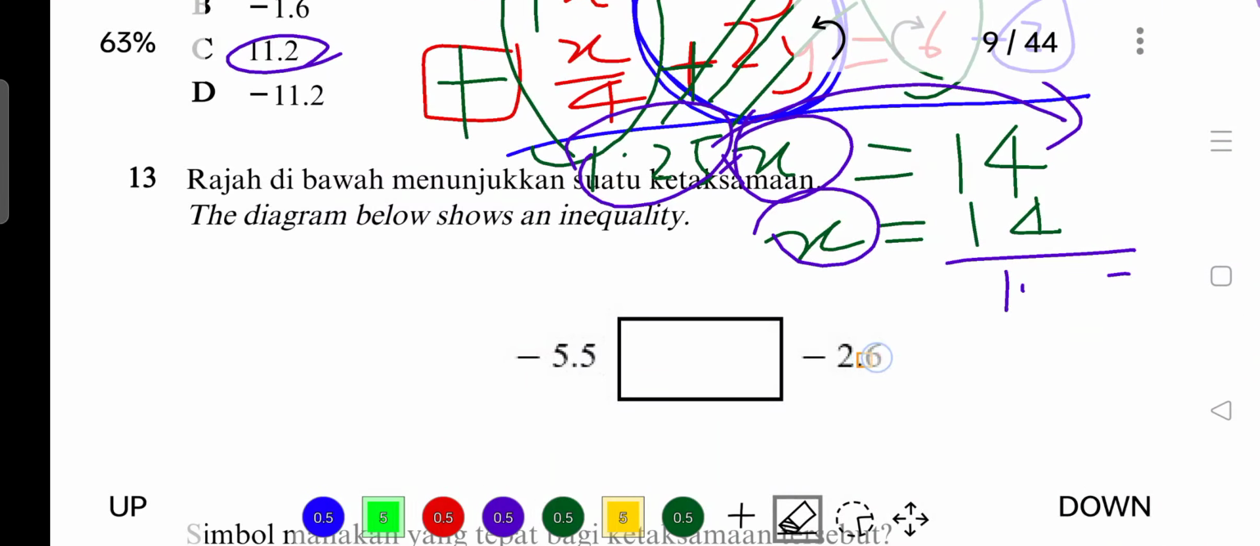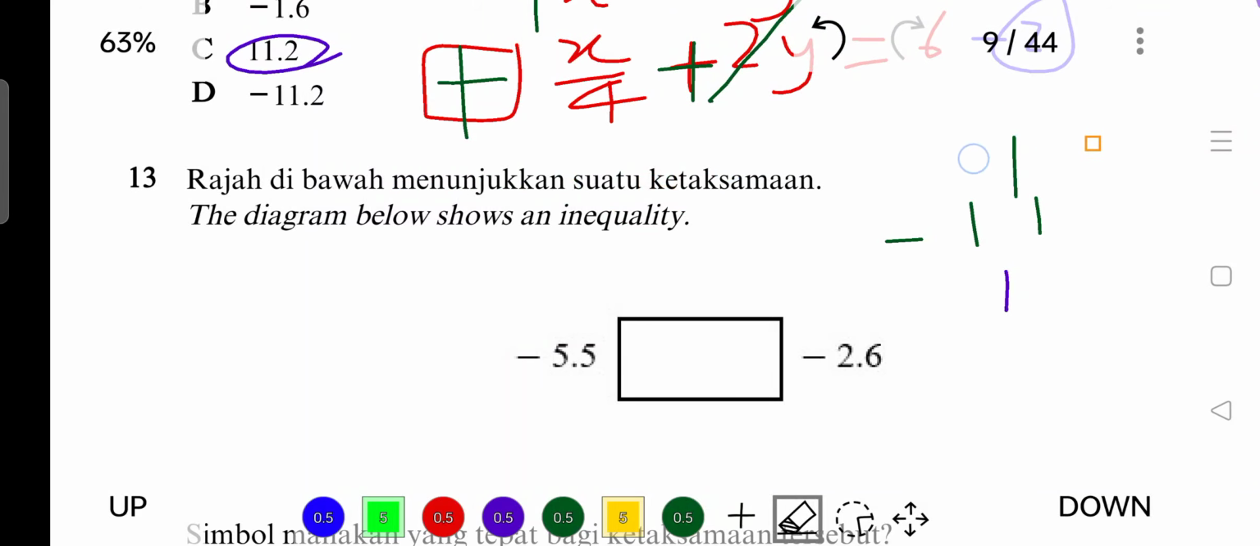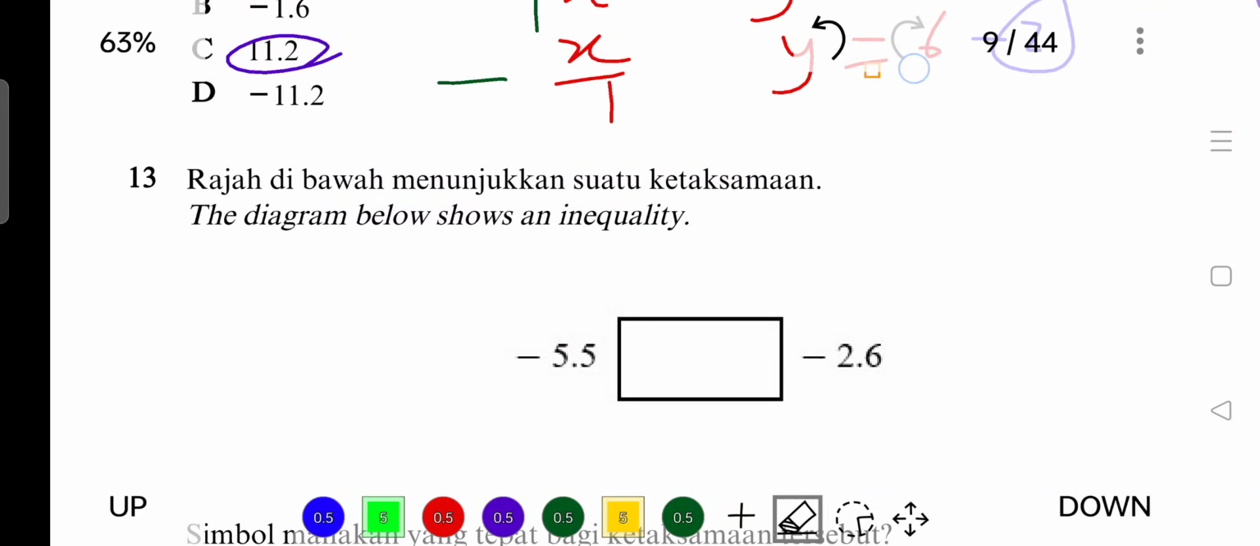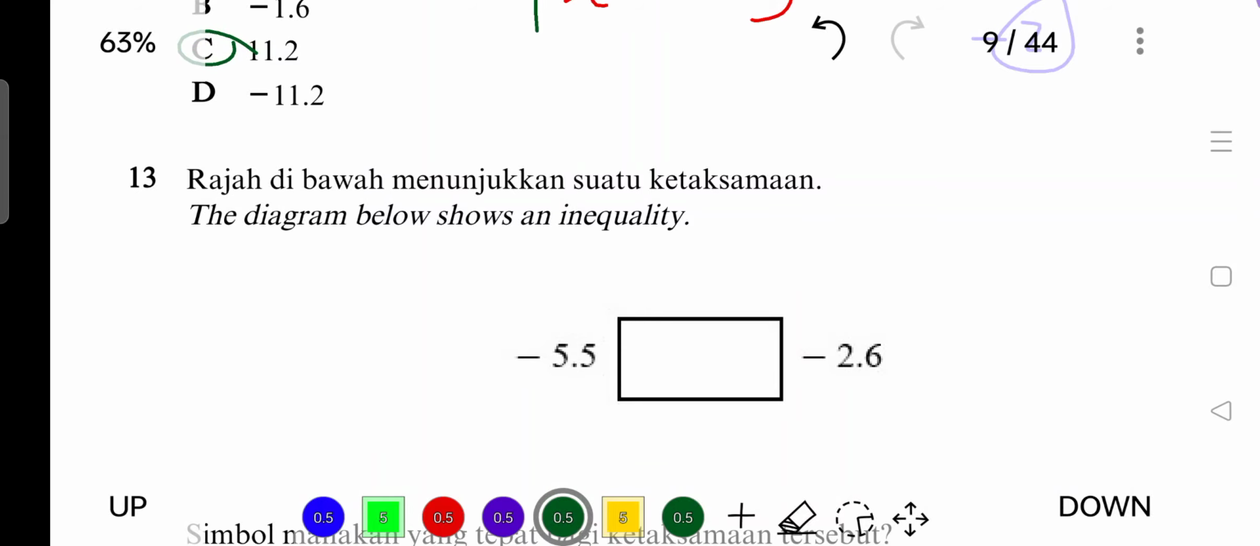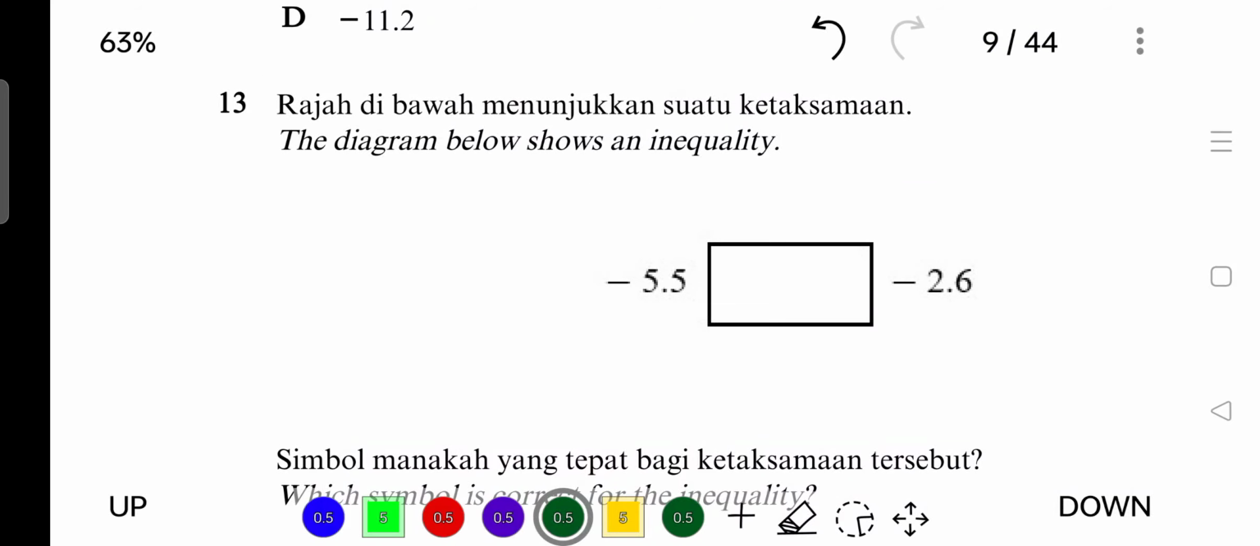I'm just going to erase a little bit here. The paper is yours. You can scribble as you want. Okay, don't worry about scribbling. After all, this is your paper, right?